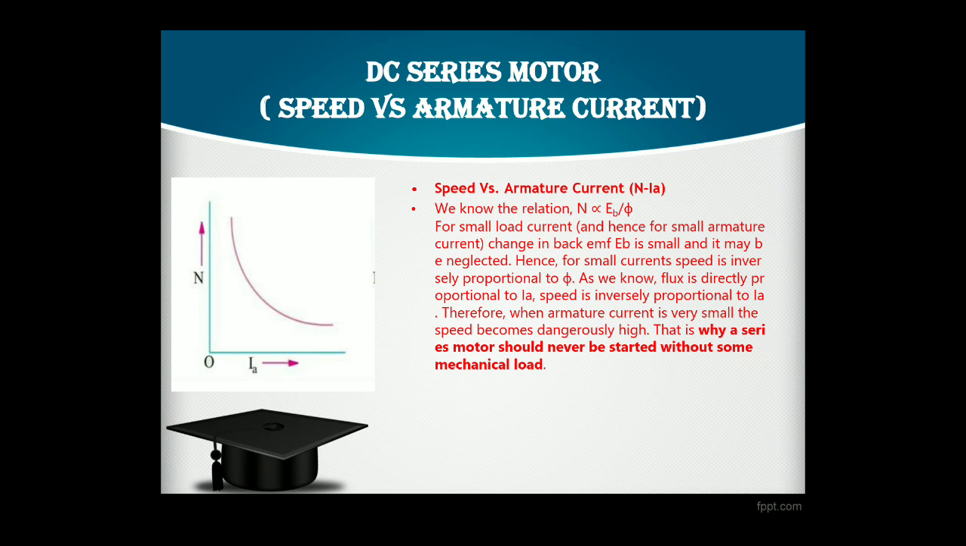Therefore, when the armature current is very small, the speed becomes dangerously high. That means the torque is minimum when the current is small, but the speed is dangerously high. That is why a series motor should never be started without some mechanical load. If the load is very much reduced, what will happen? The current is also reduced, and for that reason the speed becomes dangerously high.